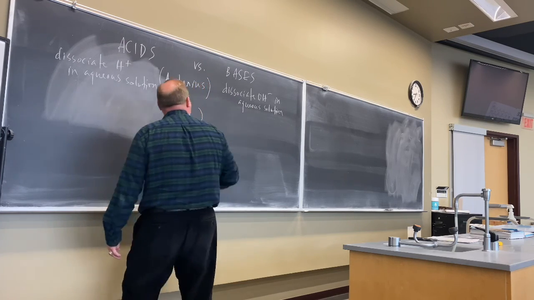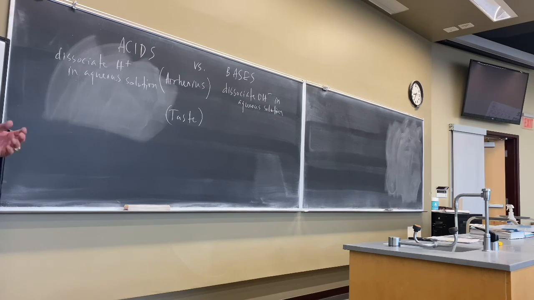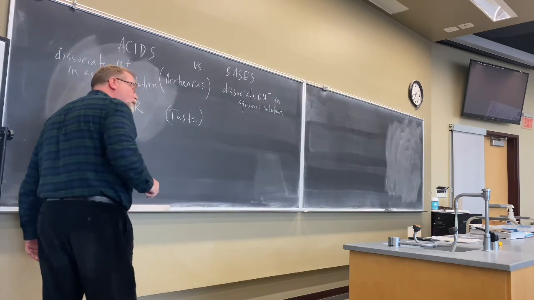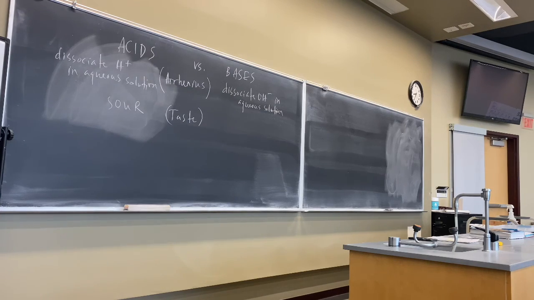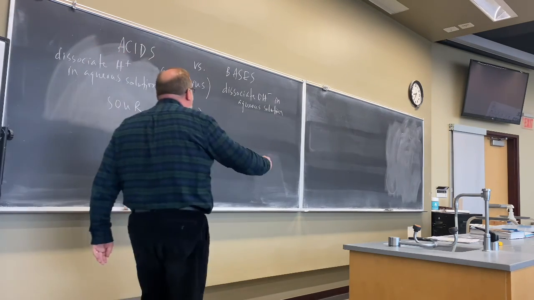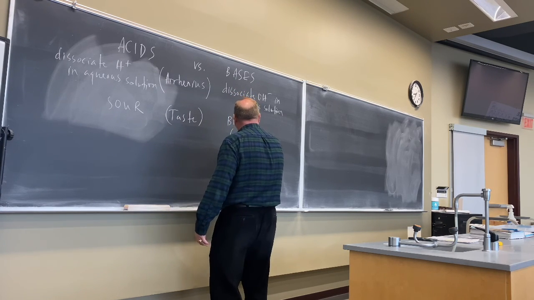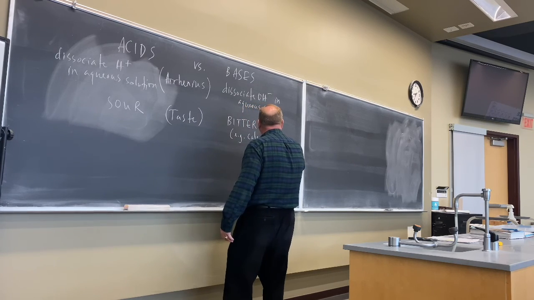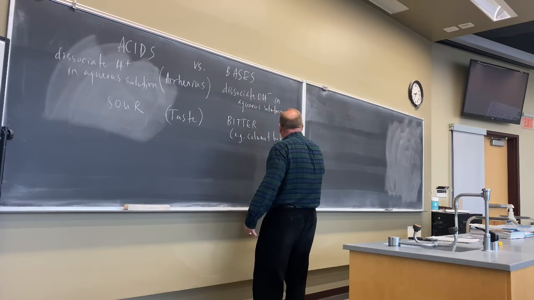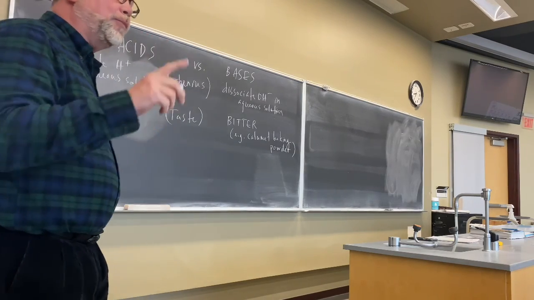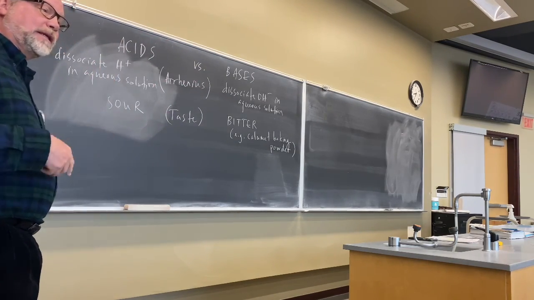Now, we're not allowed to put things in our mouth in the lab, but if we're home, we can taste acids and bases. They have a distinctly different flavor. Acids taste sour. Think of things like lemons, limes, grapefruits. Whereas bases, on the other hand, taste bitter. If you have some baking powder at home, go ahead and put your finger in it and just give it a taste and see what we mean when we say that it tastes bitter.